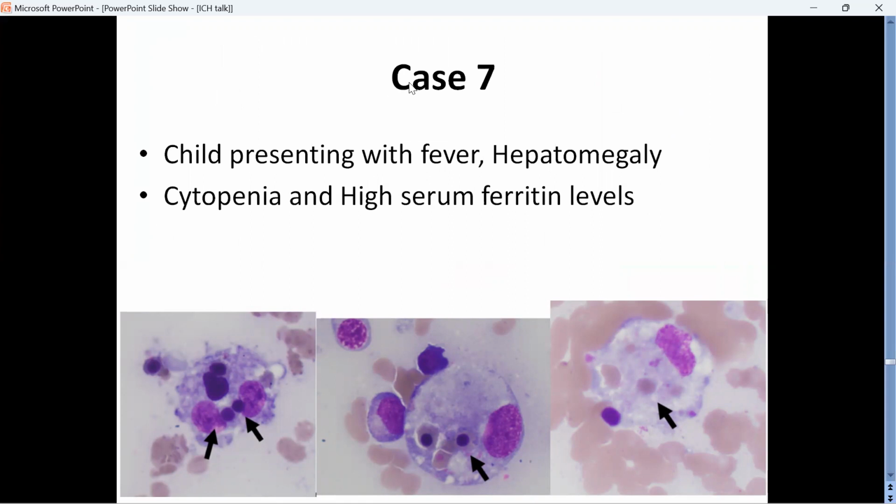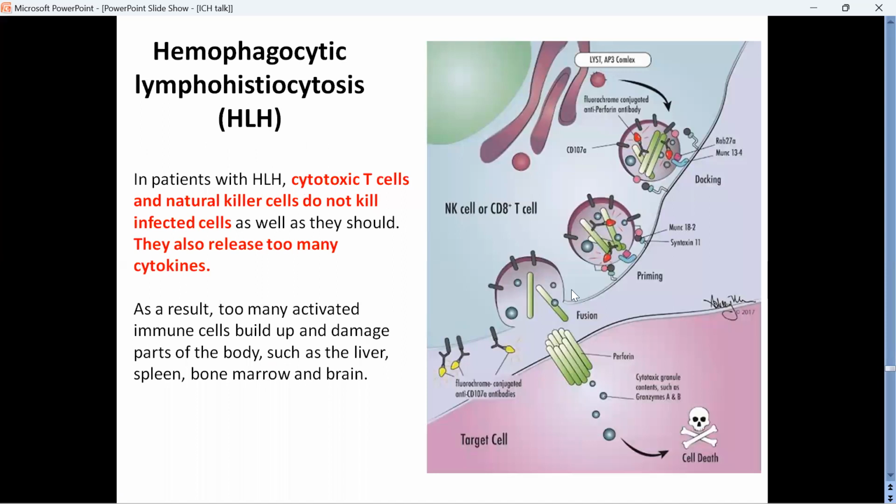And this is another case where a child presented with fever and hepatosplenomegaly, showed cytopenias in CBC, and when the biomarkers were done, the ferritin was very high. Due to the cytopenia, the physician proceeded with bone marrow aspiration, and the bone marrow was showing a lot of hemophagocytosis. So this case was suspected to be HLH, familial HLH.